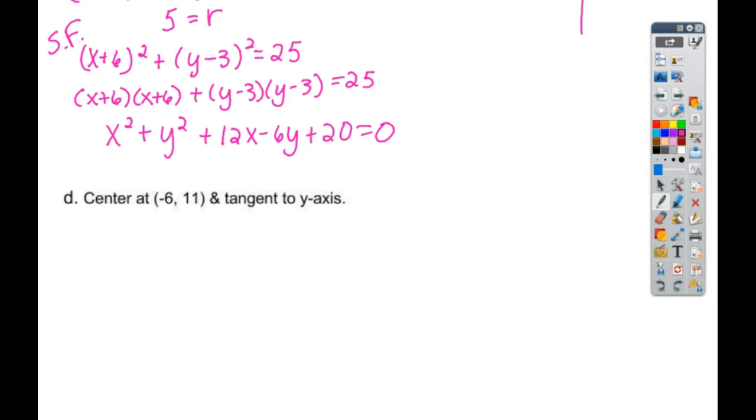If I'm given a center at negative 6, 11, and it's tangent to the y-axis. First of all, what does tangent to the y-axis mean? It doesn't. It's perpendicular. So, okay, so if that's the center, the tangent is perpendicular to the y-axis, so what is that? Right here. It's the radius. So, how long is the radius? 6. So I can write the formula.